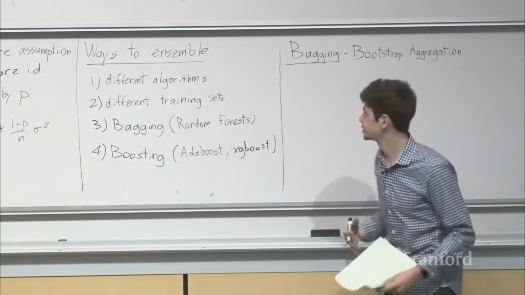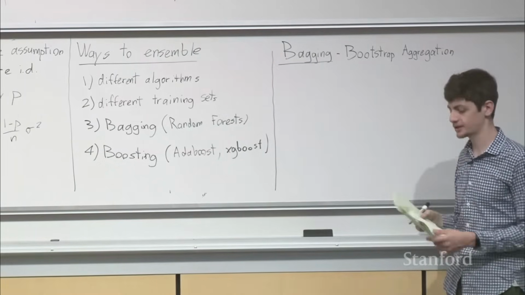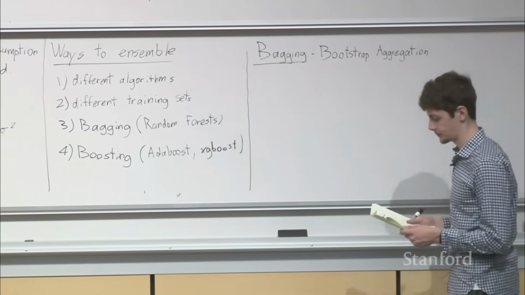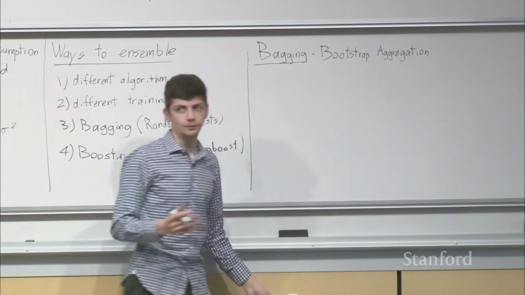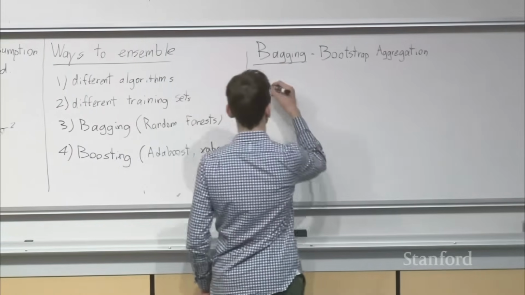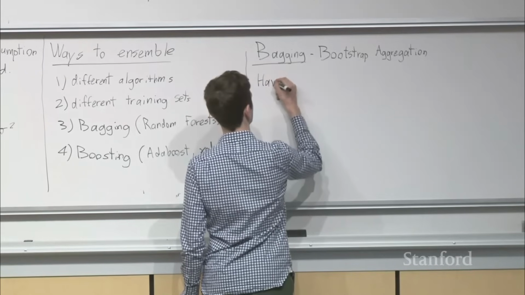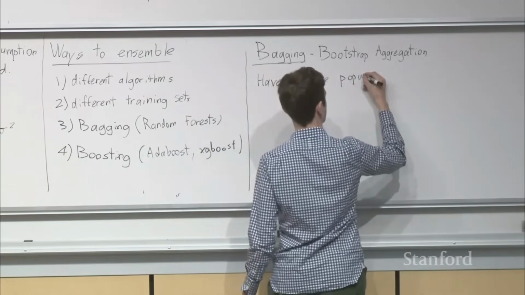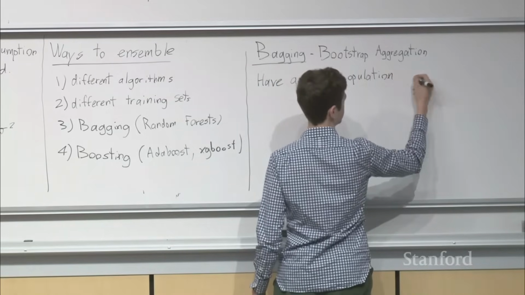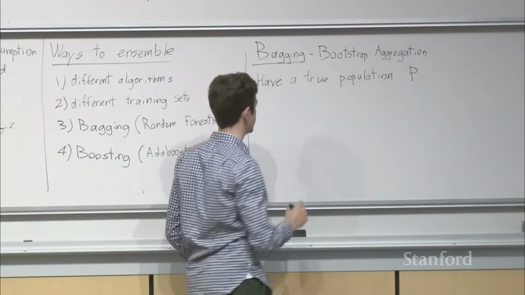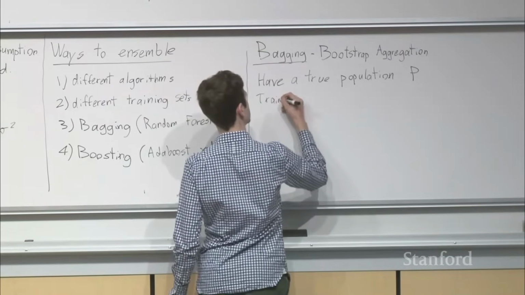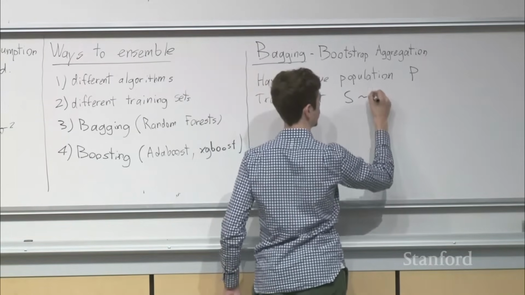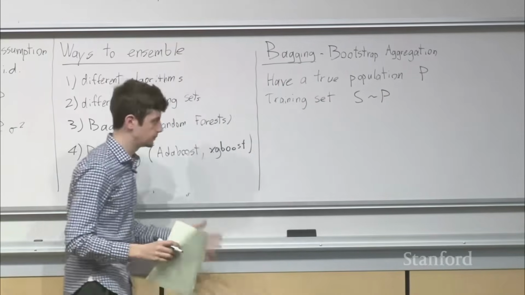So first, let's just break down this term. Bootstrap is typically a method used in statistics to measure the uncertainty of your estimate. What is useful to define in this case, when you're talking about bagging, is that you have a true population P, and your training set S is sampled from P. So you just start drawing a bunch of examples from P, and that's what forms your training set at some level.